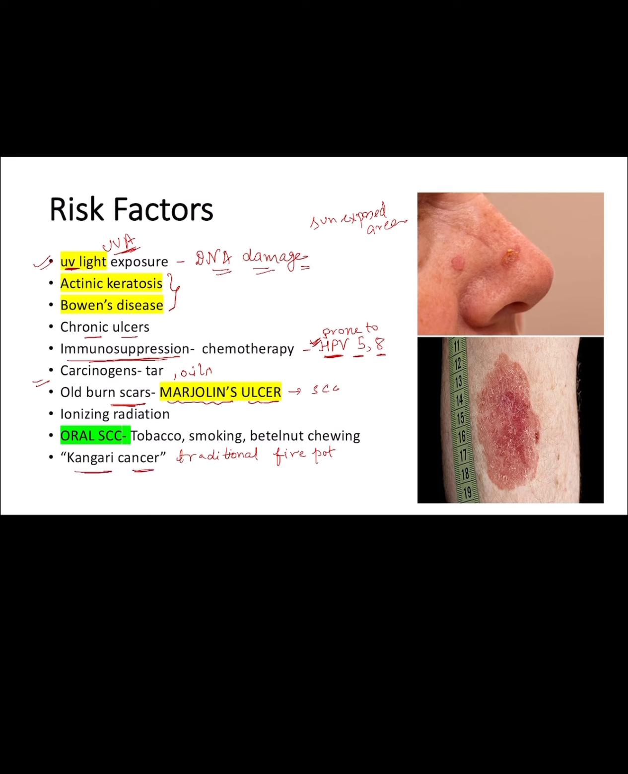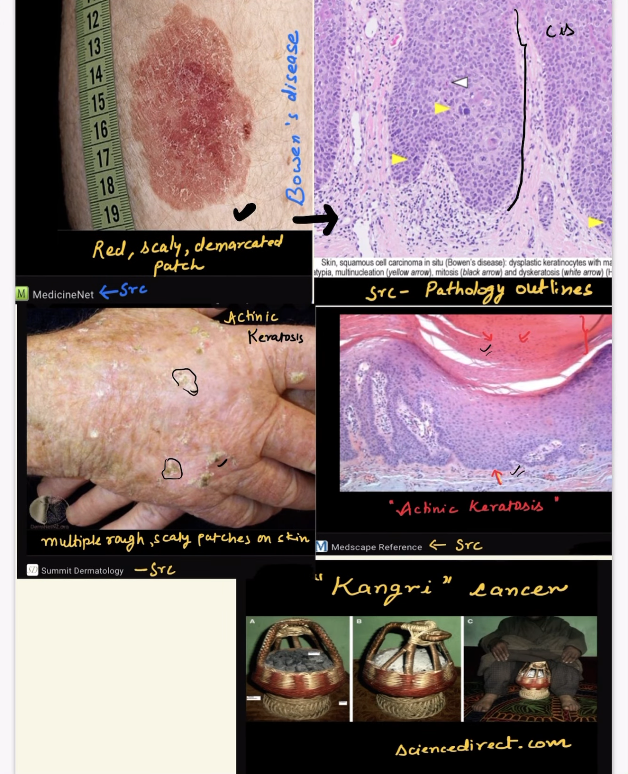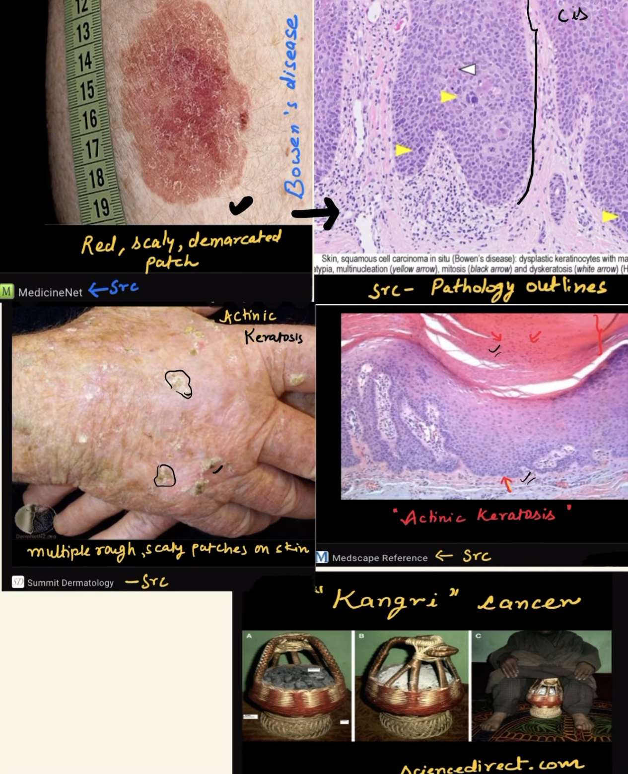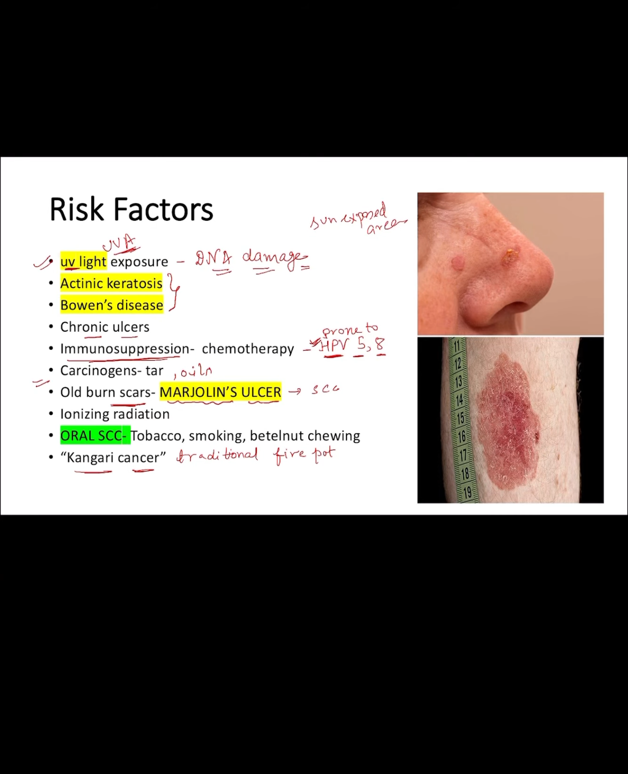Kangri cancer, it is a cancer which is especially seen in cold places where Kangri is used, like Kashmir. And there is a traditional fire pot, earthenware with ignited coals in it. And this is used by the residents there to keep themselves warm. So they keep it near thigh or near the abdomen. And due to this increased heat, the heat induces the squamous cell carcinoma in those people. So this is known as Kangri cancer. So again Kangri cancer is squamous cell carcinoma.